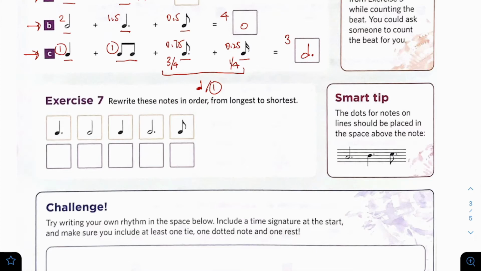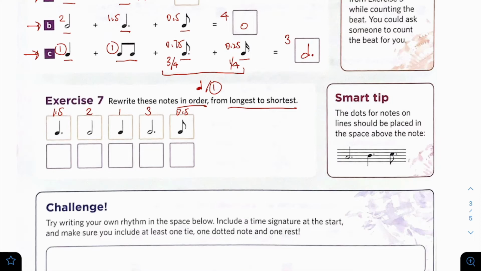Exercise 7. Rewrite these notes in order from longest to shortest. So what we can do here is to first write out the values of each note. The first note is a dotted crotchet. Crotchet is 1, so a dotted crotchet is 1.5. A minim is 2. Crotchet is 1. Dotted minim is 2 plus 1 equals 3. And the quaver is 0.5.